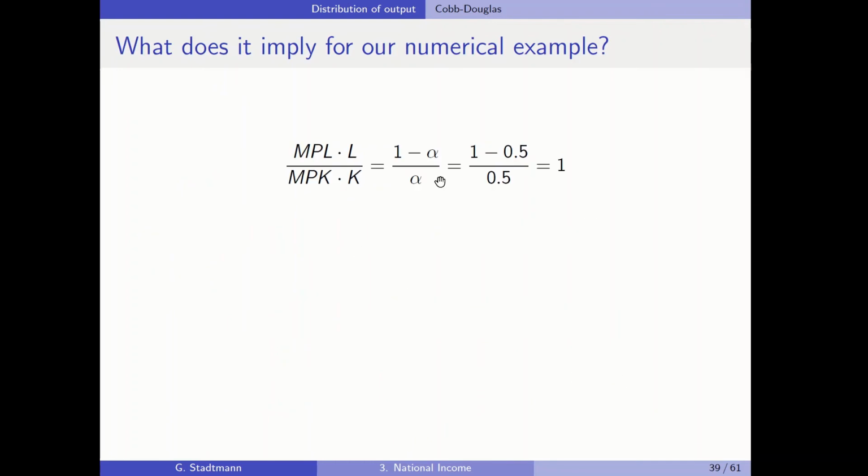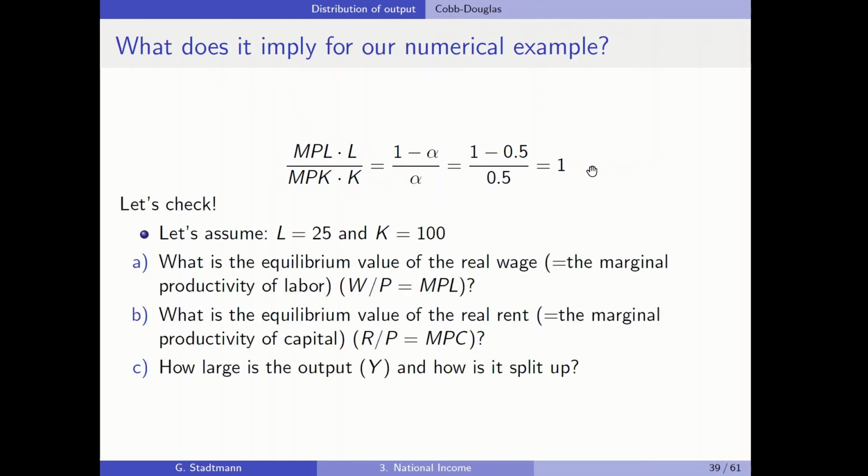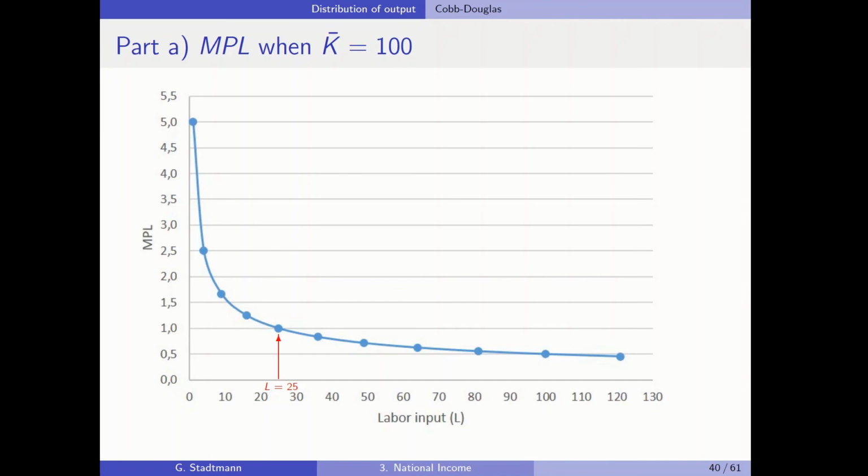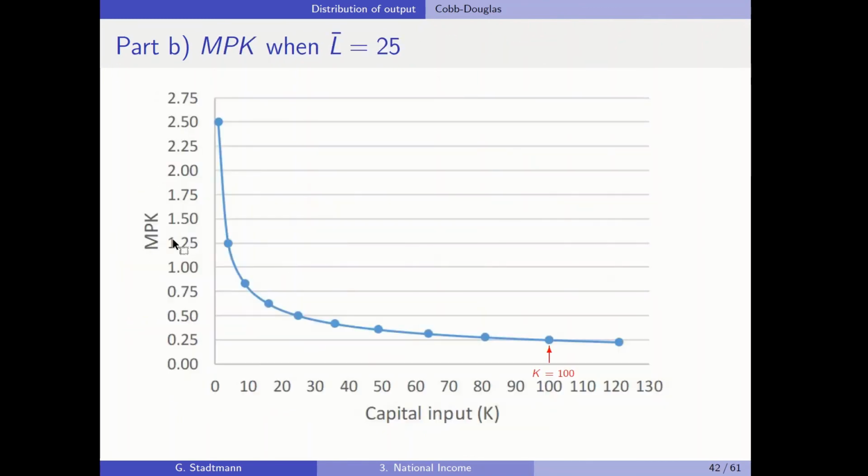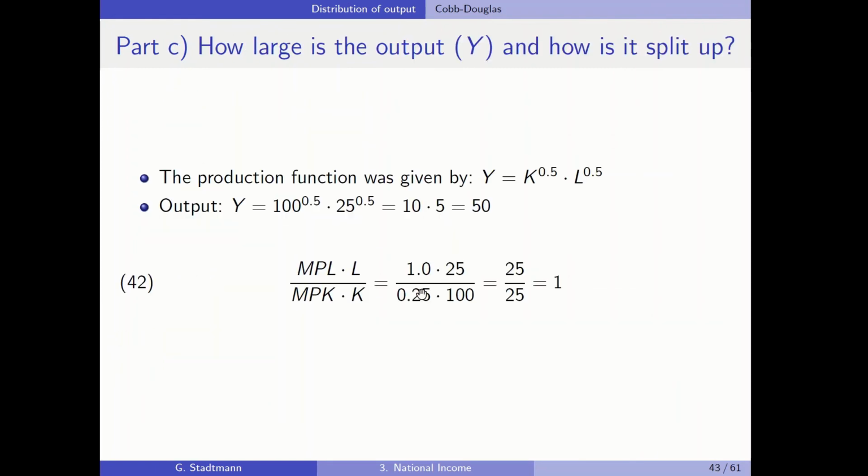On slide number 39, we derived the result that this ratio is equal to (1 minus alpha) divided by alpha. And when we plugged in the values for alpha in our numerical example, it was clear that this ratio has to be equal to 1. We just used this graphical approach in order to determine the marginal productivity of labor and also the marginal productivity of capital in equilibrium. And then we were able to confirm that this is indeed the case, that the output of 50 is split up in the following way: 25 to the factor labor and 25 to the factor capital.